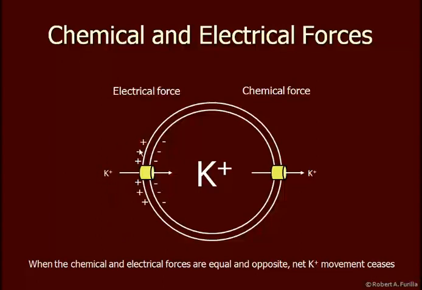Since there's a positive charge building up on this side of the cell, it's going to repel positive charges, and potassium is going to tend to move inward. When these two forces are equal and opposite, potassium movement ceases, and we would say that the membrane is at rest. We have reached equilibrium.